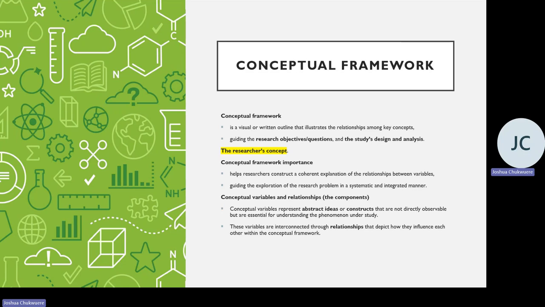Okay, conceptual variables represent the abstract idea constructs that are not directly observable but are essential for understanding the phenomenon under study. Like what I've said before, it is your own idea which has not been tested, but a theoretical framework has been tested, but a conceptual framework has not been tested. It is your own idea. These variables are interconnected through relationships. Okay, and now you can see they have arrows that show links to that, links to that, and so many others.